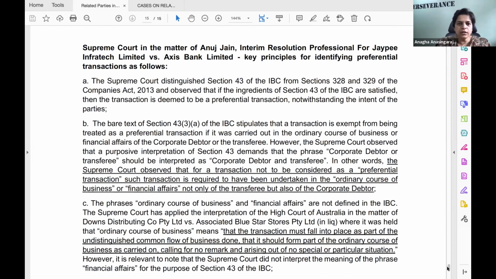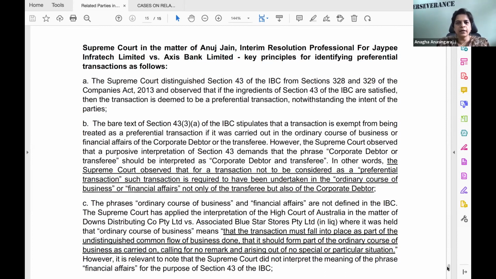Now, the bare text of 43(3)(a) of the IBC stipulates that a transaction is exempt from being treated as a preferential transaction if it was carried out in the ordinary course of business or financial affairs of the CD or the transferee. However, the Supreme Court has observed that a purposive interpretation of 43 demands that the phrase corporate debtor or the transferee should be interpreted as corporate debtor and the transferee. In other words, for a transaction not to be treated as a preferential transaction, it is required to have been undertaken in the ordinary course of the business affairs of not only the transferee but also of the CD.